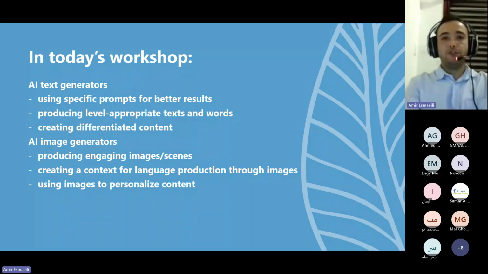Today, we are going to look at only two types of AI, and that is text generators and image generators. And even for these two, we are not going to explore all of the tools that are currently available thoroughly. We are just going to look at a handful of tools, because I guess that's enough if we can work with just two or three tools more effectively, with higher quality, than knowing about many of them. So this is what we are going to hopefully cover today together.